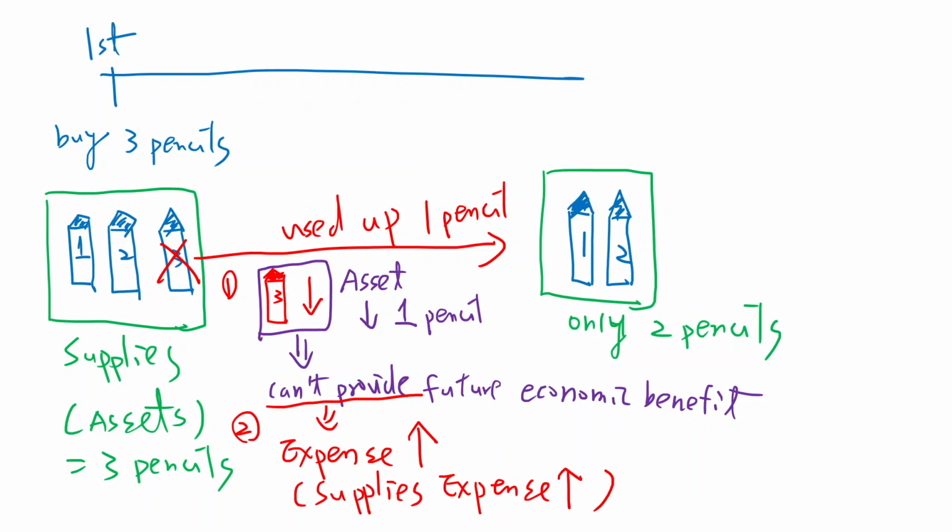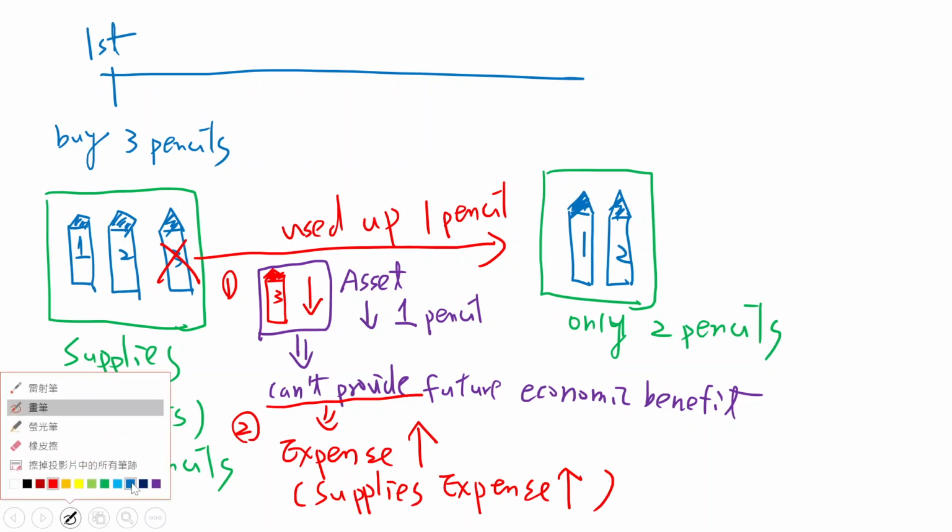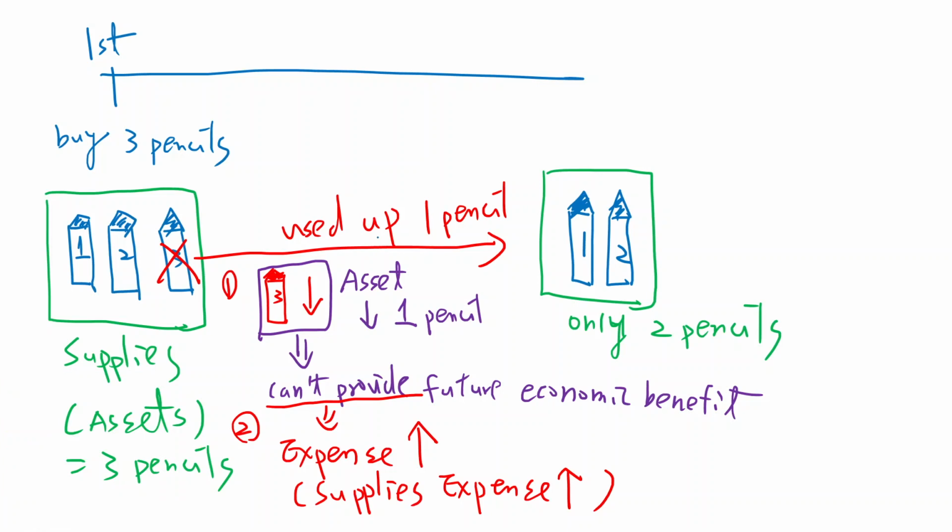Okay? So did you find out what's the relationship? When you use up your assets, your asset will be decreased. At the same time, this part you use up doesn't have future economic benefit. So that's why expenses increase at the same time. So remember, when you use up 用掉 your assets.